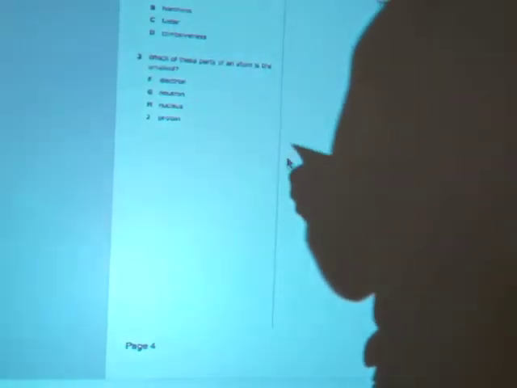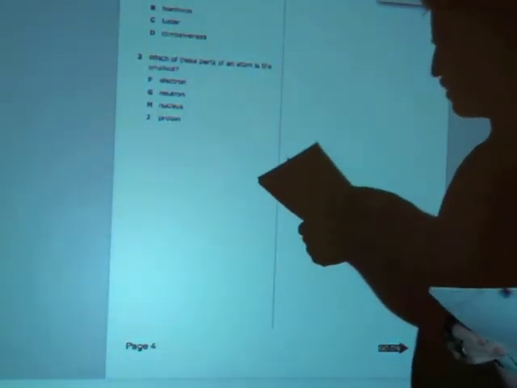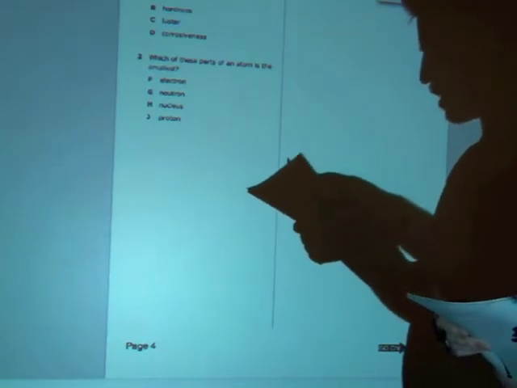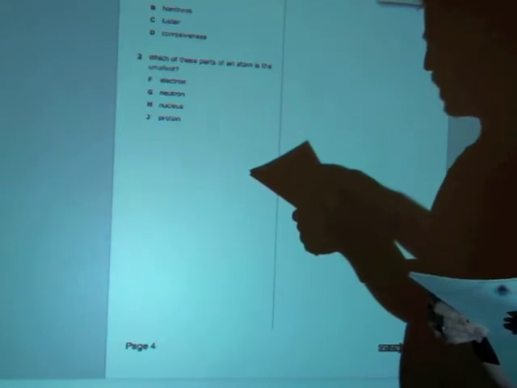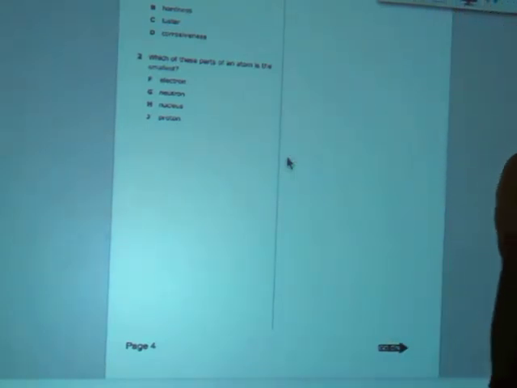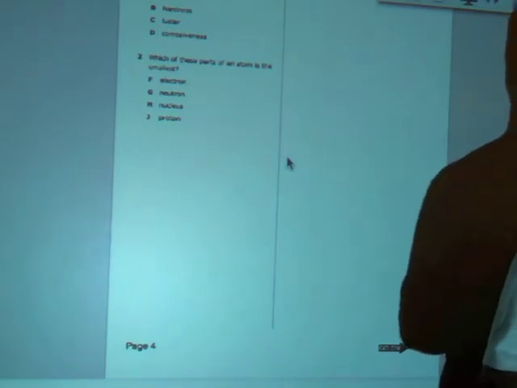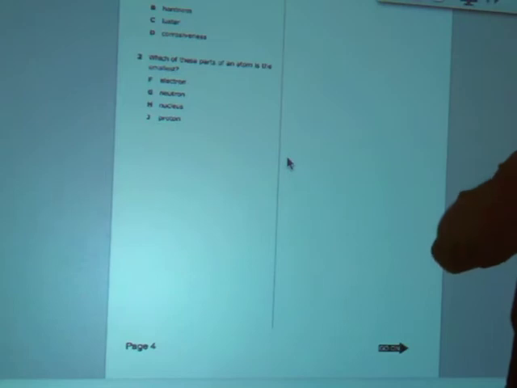If you notice that aluminum is in group 13, silicon is in group 14, and phosphorus is in group 15. So are the valence electrons the same? No, because they're in the same row together. They're not in the same column.